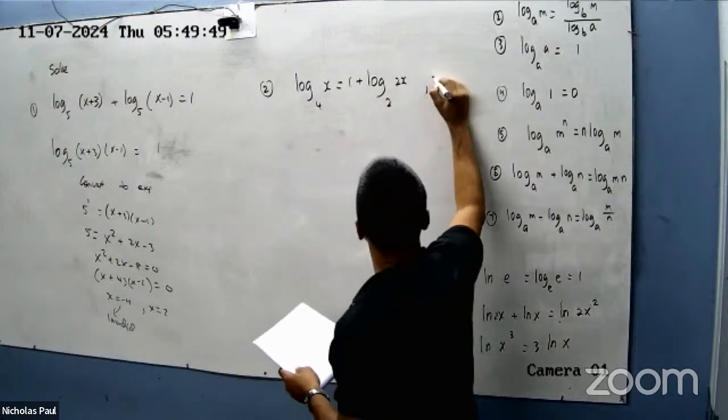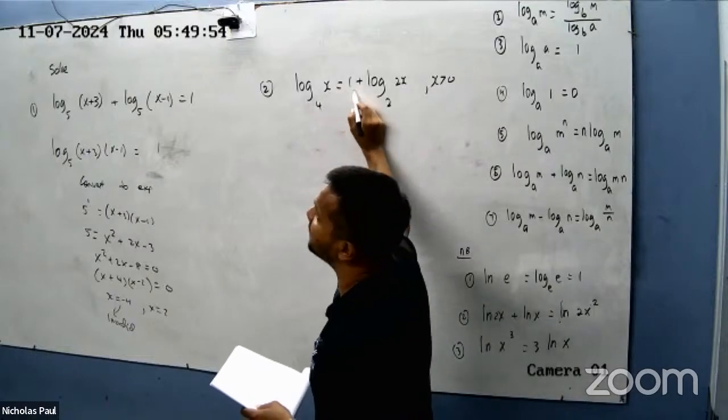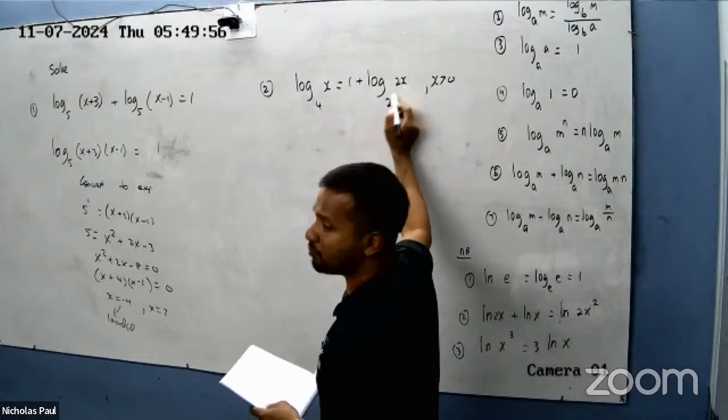Go ahead. Try this one here. Log to the base 4 of x is equal to 1 plus log to the base 2 of 2x.